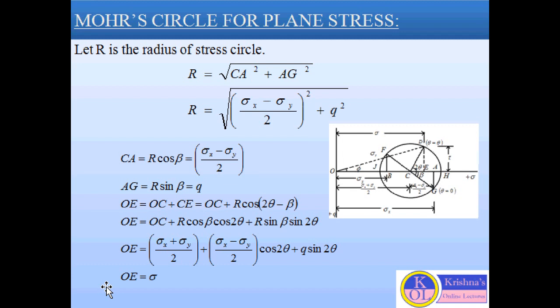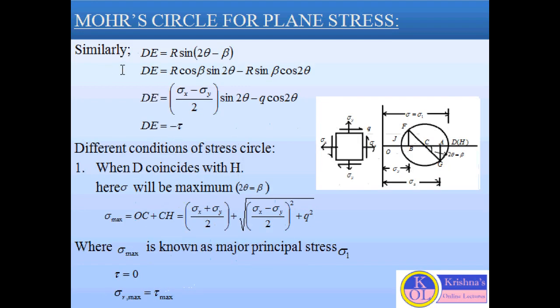Putting in all the values of OC and CE, we get the equation: (sigma x plus sigma y) by 2 plus (sigma x minus sigma y) by 2 cos 2 theta plus Q sin 2 theta. This is the equation of normal stress for plane stresses. So this OE will be equal to sigma; here we will consider OE as the normal stress.